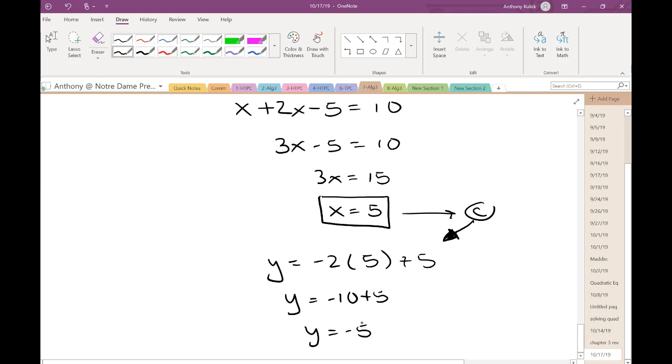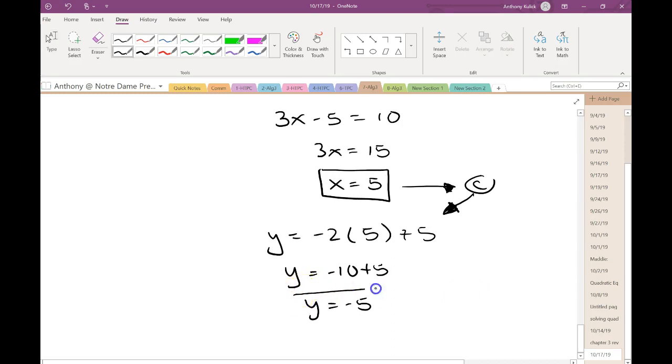So again, what I did there is I took that answer, I plugged it back into equation C. You could have just as easily used equation A or equation B. It doesn't really matter. To get y equals negative 2 times 5 plus 5. And that gives me that y equals negative 5.